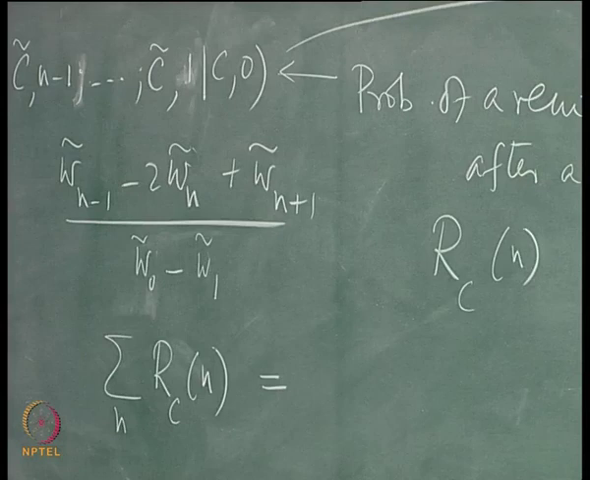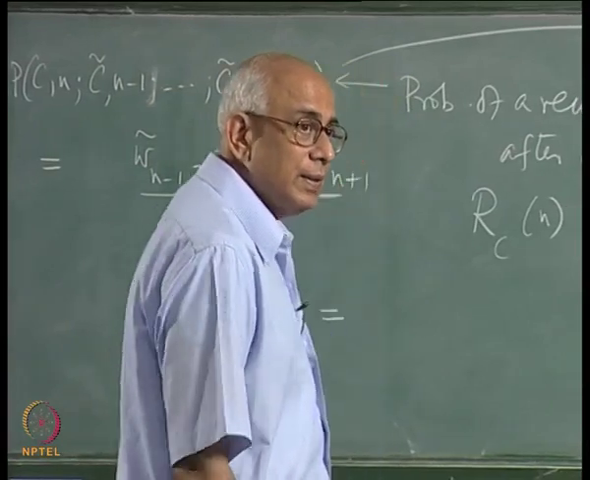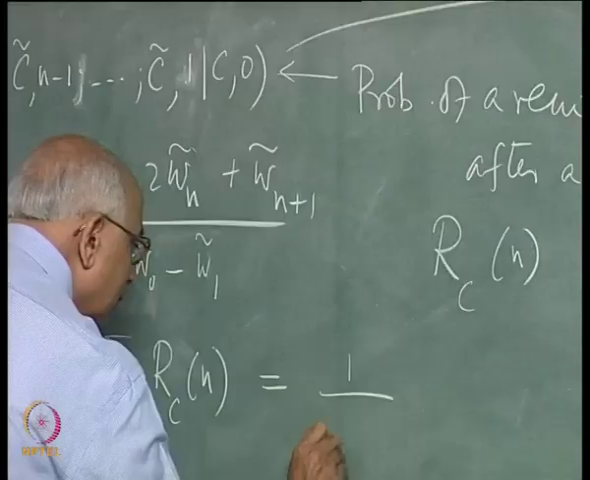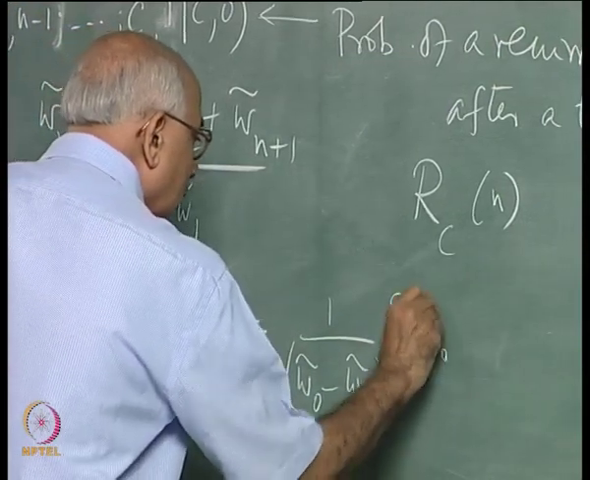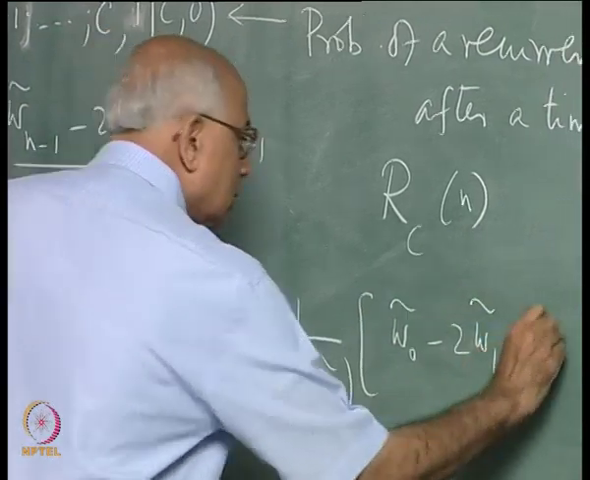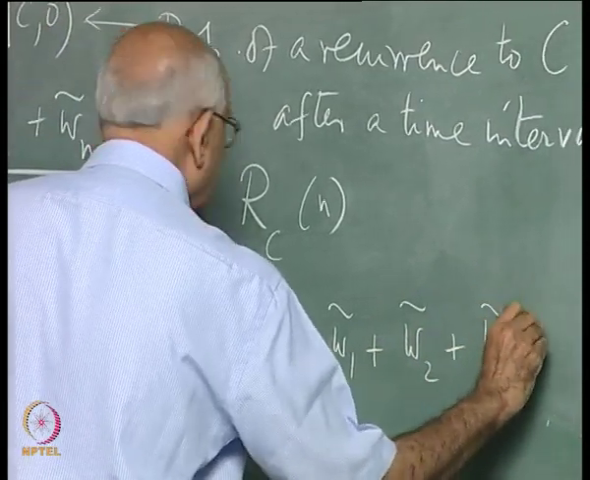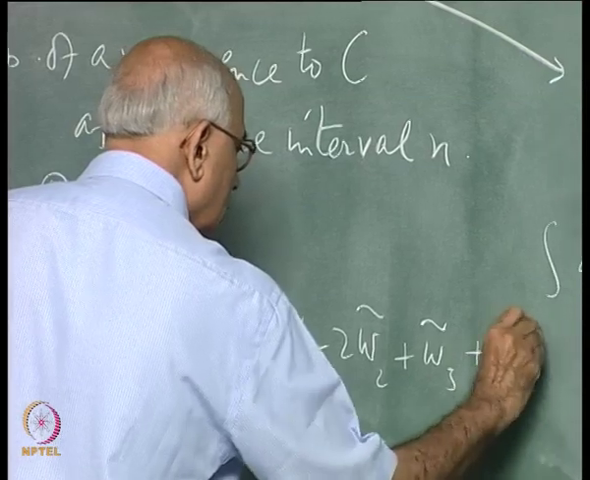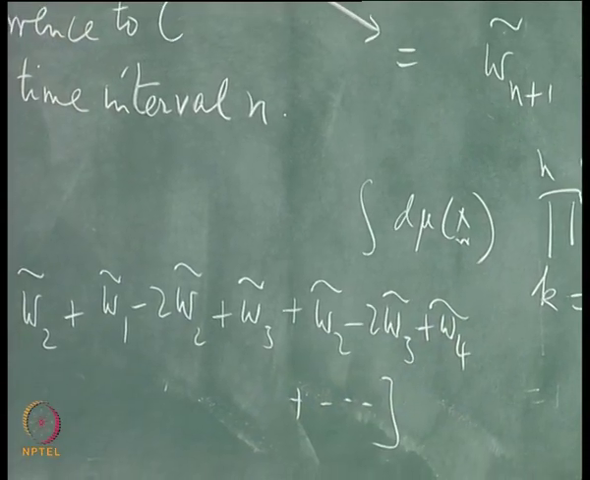What is the least value of n for which this is valid? From 1? Alright, so what do you get? So this is a common factor, times, if you call it 1, then this is W0 tilde minus 2 W1 tilde plus W2 tilde, plus W1 tilde minus 2 W2 tilde plus W3 tilde, plus W2 tilde minus 2 W3 tilde plus etc. What happens now?